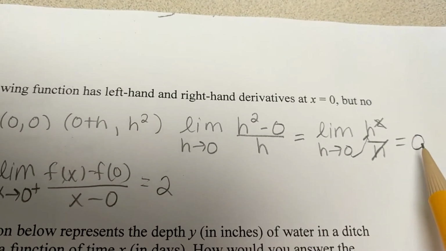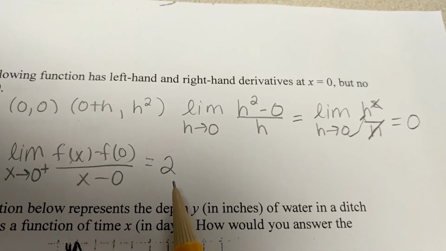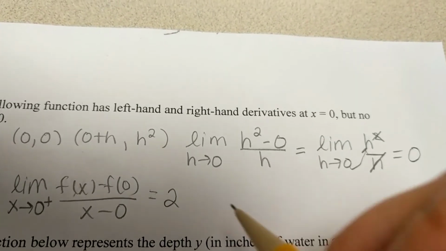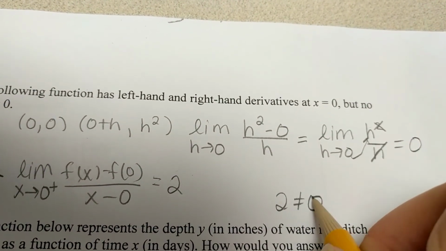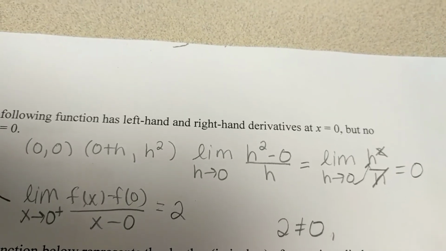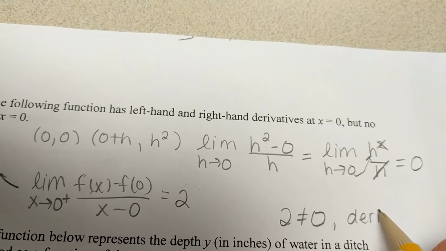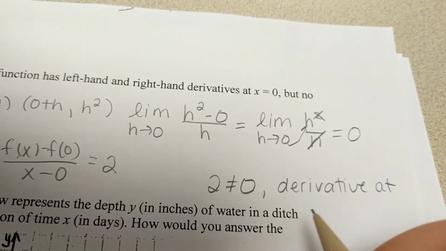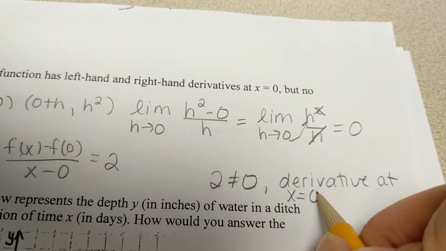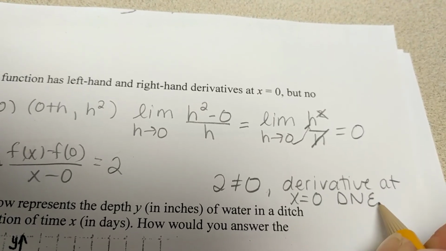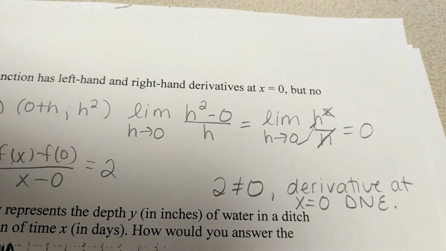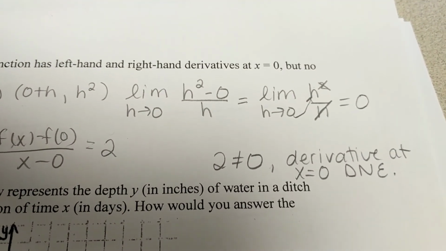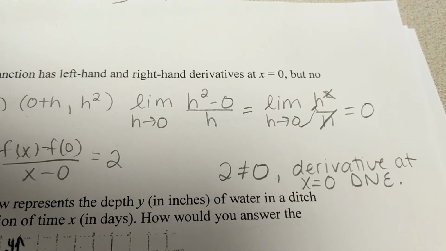So the right-hand limit was 2, the left-hand limit was 0, and because 2 does not equal 0, the derivative at x equals 0 does not exist. So the individual left and right did work, but the limit at 0 did not.